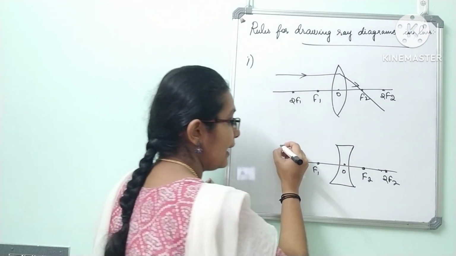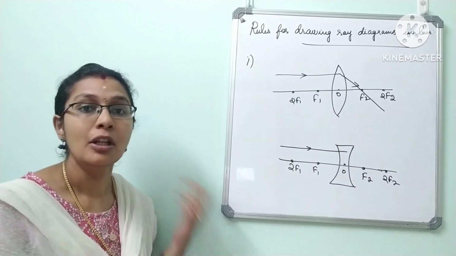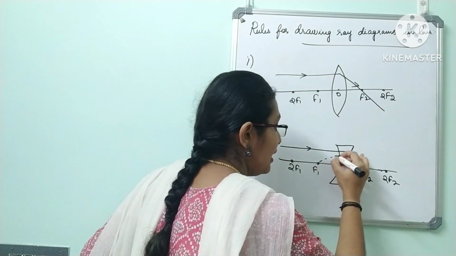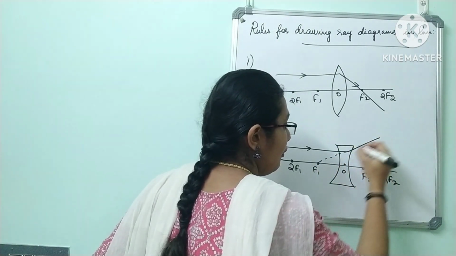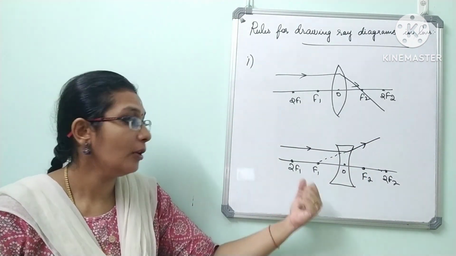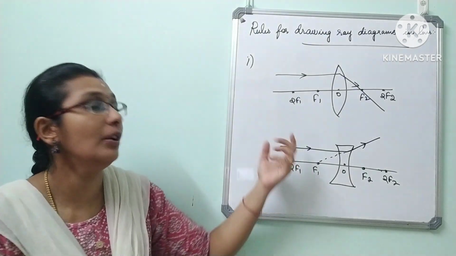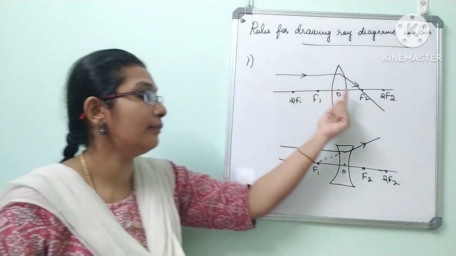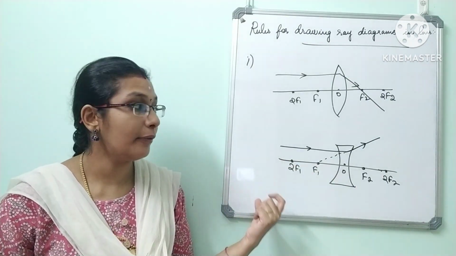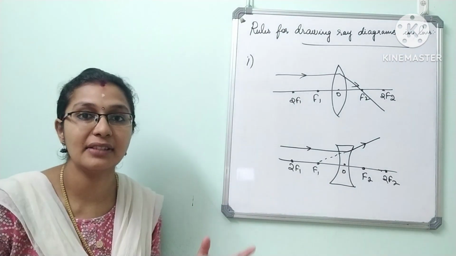Similarly, a ray parallel to the principal axis after refraction appears to pass through the focus. Here it is not a real image. Instead, what you obtain here is a virtual image. It will pass through the focus on the same side. You understand? So this is the rule. A ray parallel to the principal axis after refraction passes through the focus on the other side. A ray parallel to the principal axis after refraction appears to pass through the focus on the same side. Clear? So this is our first rule.